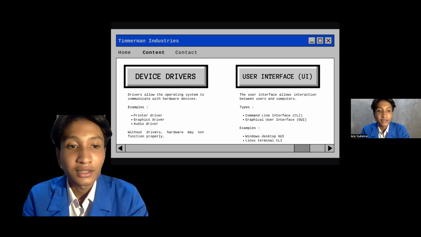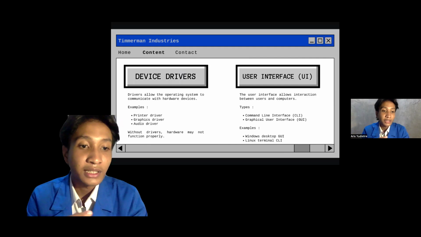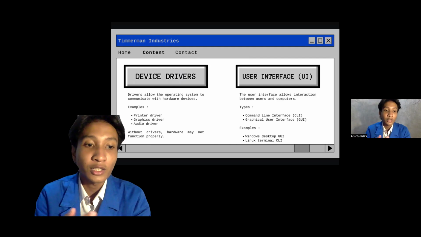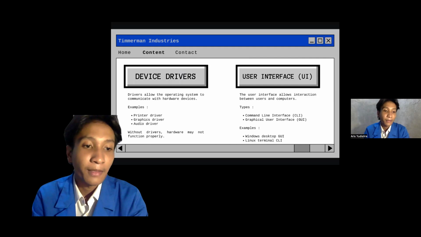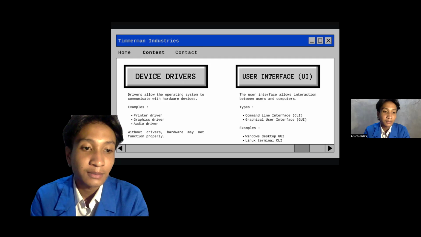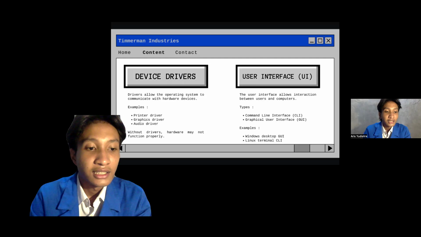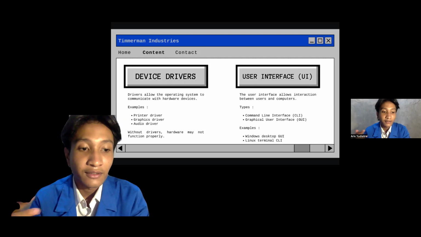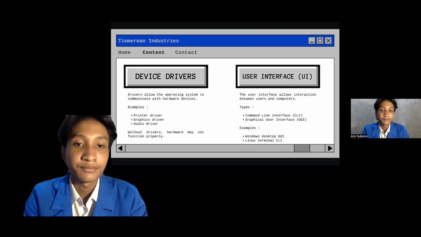Device drivers and user interface, or UI. Drivers allow the operating system to communicate with hardware devices such as printers and graphic cards. Without drivers, hardware may not work properly. The user interface, or UI, allows interaction between humans and computers. There are two types: CLI, or Command Line Interface, and GUI, or Graphical User Interface.